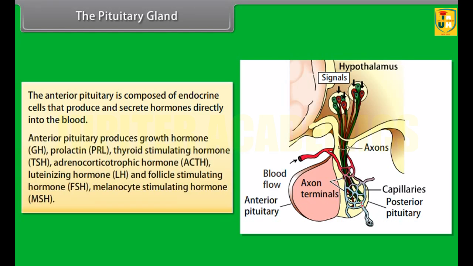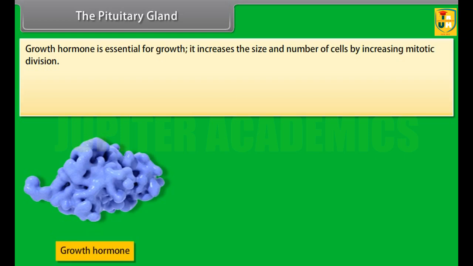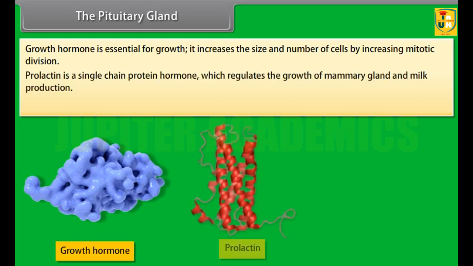The anterior pituitary produces growth hormone GH, prolactin PRL, thyroid stimulating hormone TSH, adrenocorticotropic hormone ACTH, luteinizing hormone LH, follicle stimulating hormone FSH, and melanocyte stimulating hormone MSH. Growth hormone is essential for growth. It increases the size and number of cells by increasing mitotic division. Prolactin is a single-chain protein hormone which regulates the growth of mammary glands and milk production.